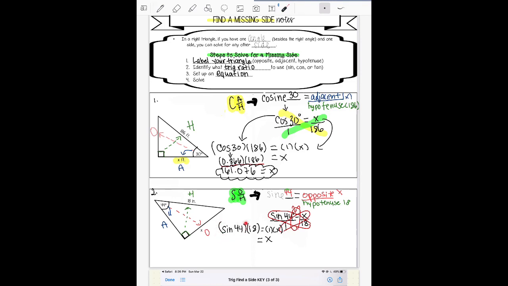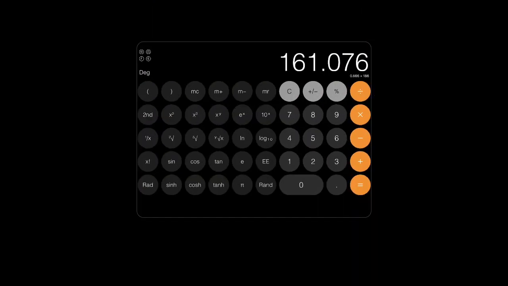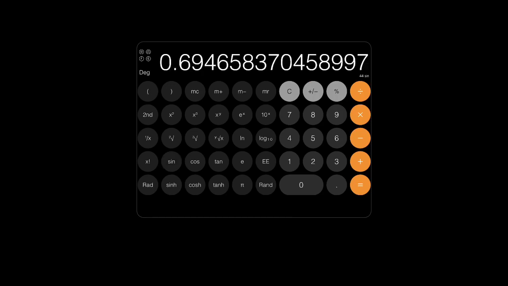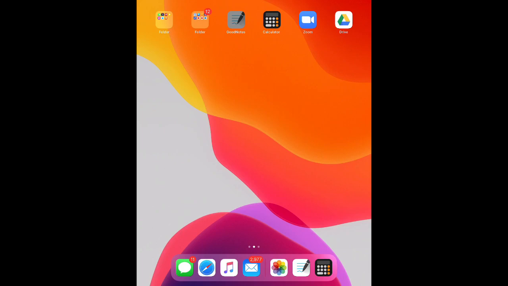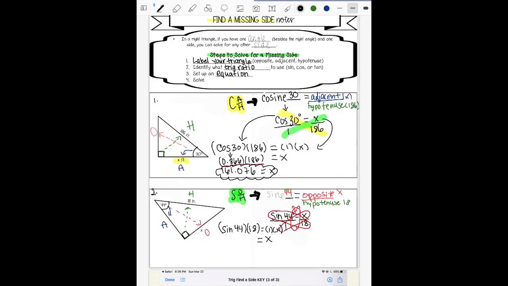Again, don't struggle with what this is, just use the calculator, right? We're looking for the sine of 44. So I'm going to bring up my calculator again. I'm going to put 44. I'm going to touch the sine button, and it gave me what the sine of 44 is. 0.6946. So this is just going to equal 0.6946. Okay, and I'm going to multiply it by 18.